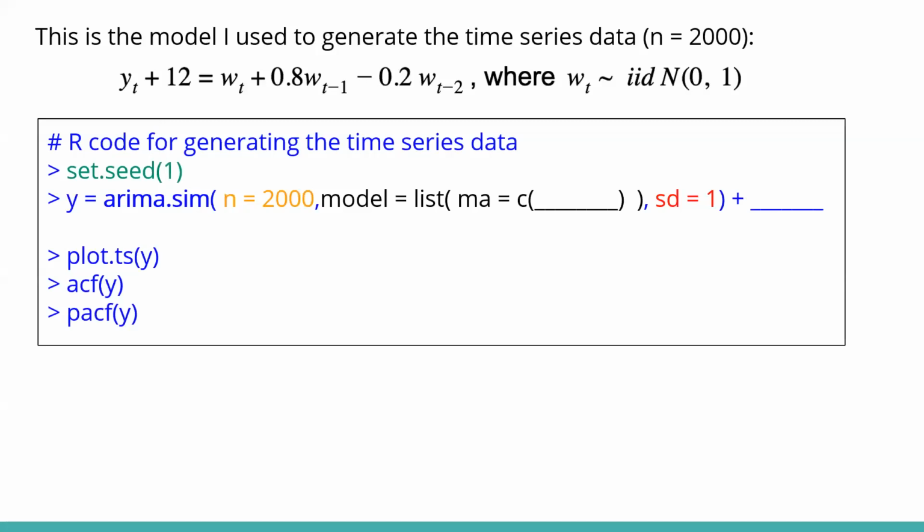And the code, if you take a look at what I have right here, if you want to simulate for MA or for that too, I can ask you to tell me what is missing right here. Of course, it's going to be 0.8 and minus 0.2, and you know that right here you're actually going to have 12. Now, based on this model, if you want to have the time series graph, you're going to use this code. If you want to have the ACF plot, you're going to use this. If you want to have a PACF plot, of course, you know that.